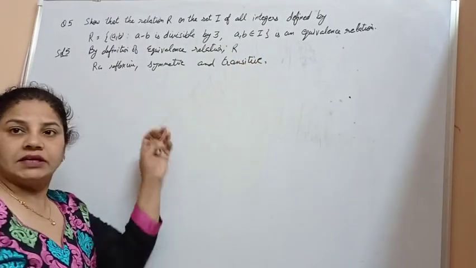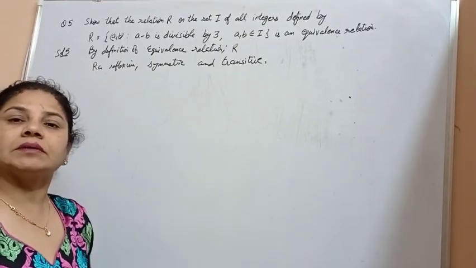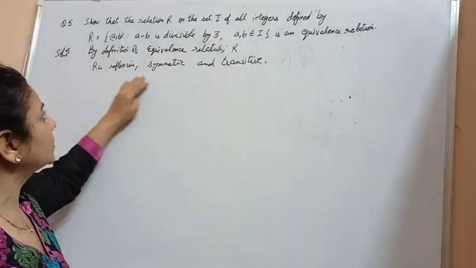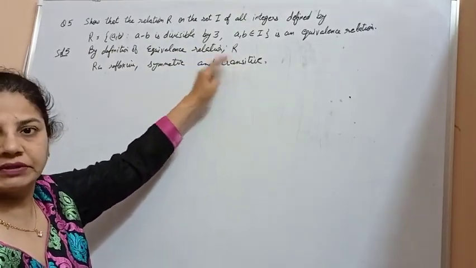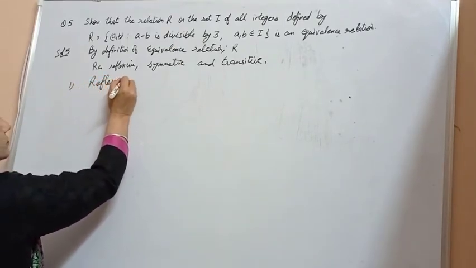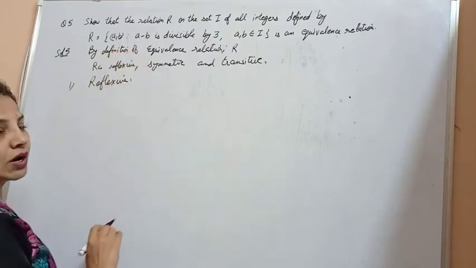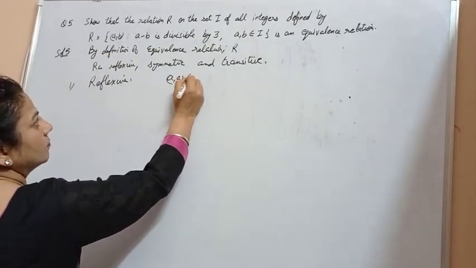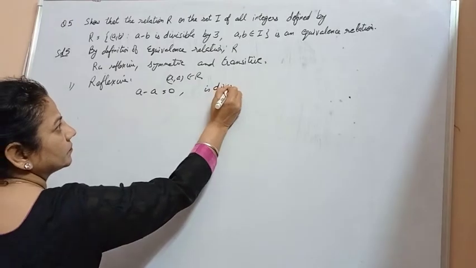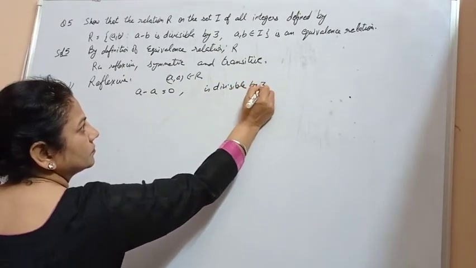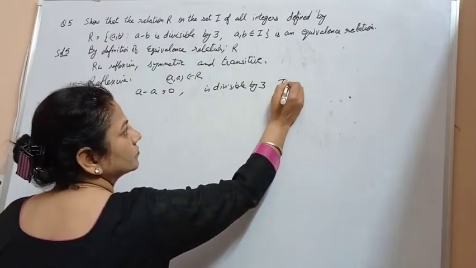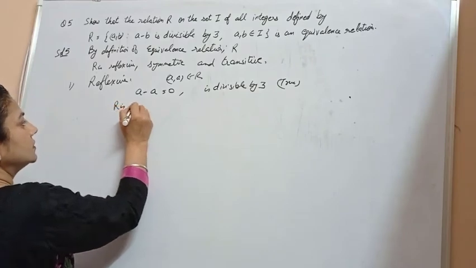So if I prove that the relation is reflexive, symmetric and transitive, that means the given relation is an equivalence relation. To show this, I will show that all three properties are satisfied by the given relation. So for reflexive, (A, B) belongs to R, I will take (A, A) belongs to R, that means A minus A, which is equal to 0, is divisible by 3. It is true because 0 is divisible by any number. So we say R is reflexive.